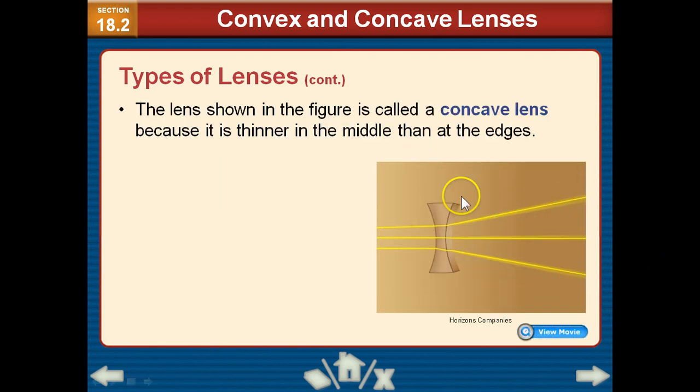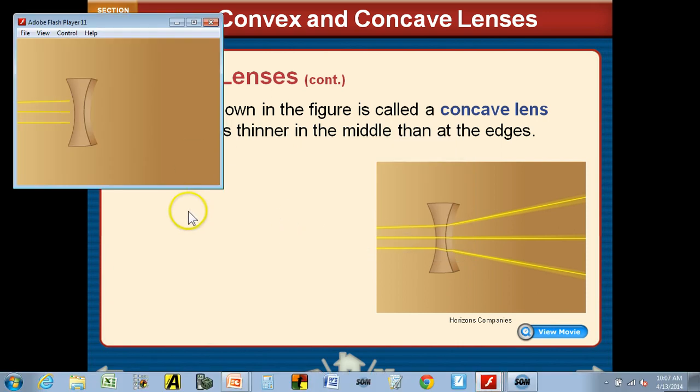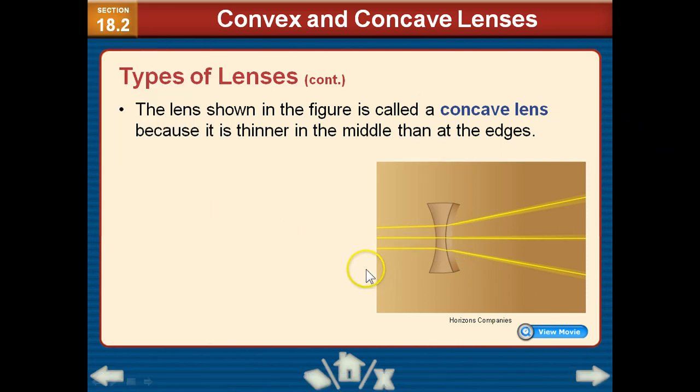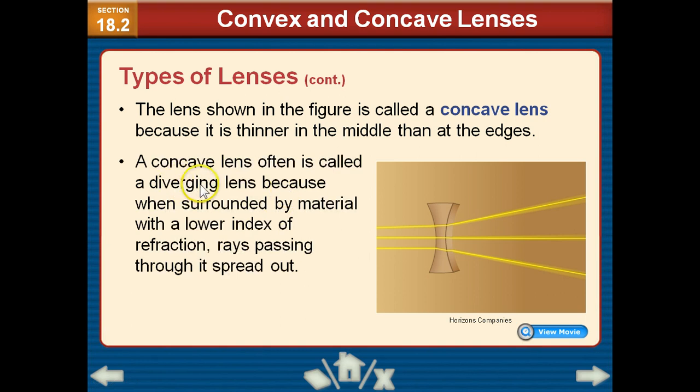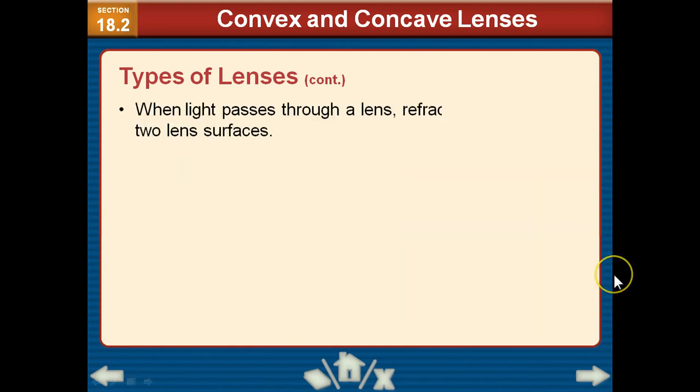And then we get the caved-in lens that is thinner in the middle. When the rays come in parallel to that, they always get spread out. Since they spread out, we call this a diverging lens because, again, when surrounded by material with a lower index of refraction like air, the rays passing through it will tend to spread out.